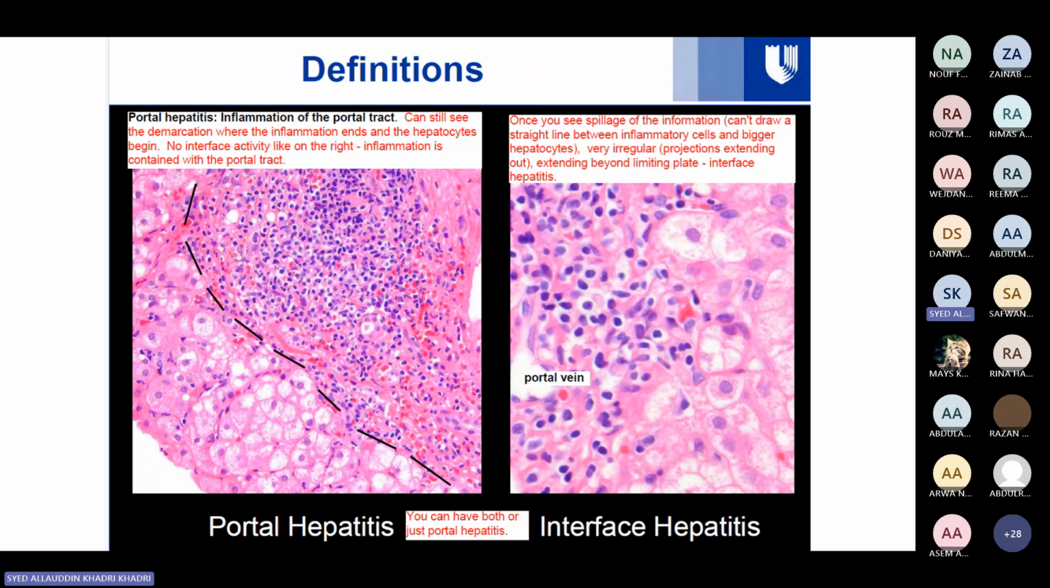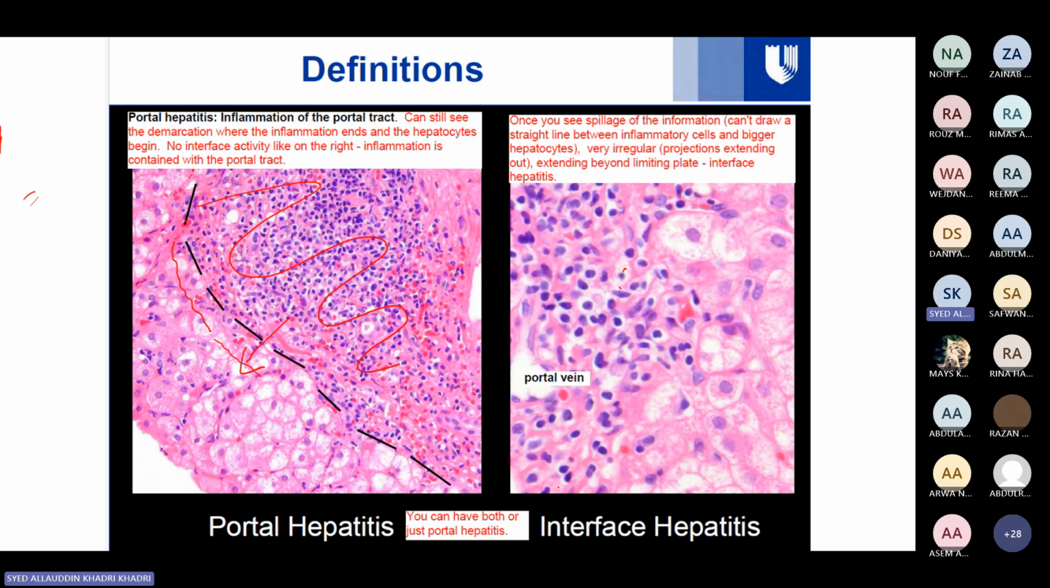So what do you mean by portal hepatitis interface? You can see over here on the left side of your screen the portal inflammation on the portal tract. You can see this line. You can still see the demarcation where the inflammation ends and the hepatocytes begin. There is no inflammation over here in the hepatocyte area, but this area has a lot of inflammation. So there is no interface activity on the right; inflammation is contained only to the portal tract. But here it is broken. It comes from the portal tract into the liver hepatocytes.